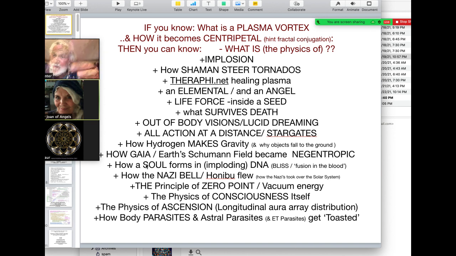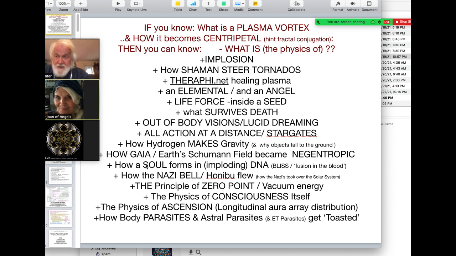It's what's made the Dracos more powerful than humans until we learn to get centripetal, or dead, we're food for parasites. And we're going to get to that in a minute. So this is called fusion in the blood. And then it introduces the science of extraterrestrial history, the turning point being when we learn to make fusion in the blood.